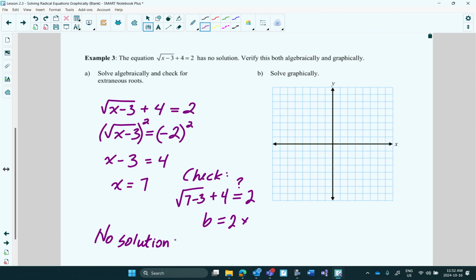So, what do you think that means if I graph both sides and look for where they intersect? They won't touch. They can't because there's no solution. And let's verify that. So let's graph y equals the square root of x minus 3, plus 4. And let's graph y equals 2. Well, let's graph the y equals 2 first, because that's the easier one. Go up to y equals 2, horizontal line.